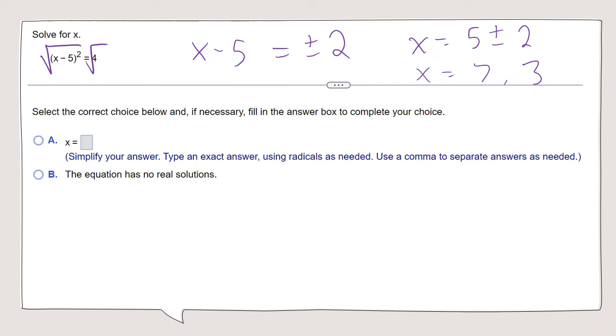Now, if we go back and think about this for a second, if I were to plug in the 7 for x, I would get 7 minus 5 is 2, and I'd square it, and I'd get 4. That would work. If I plug in the 3 for x, well, I get 3 minus 5 is negative 2. And if I square it, the negative cancels out. And so that works too. They both work. And so make sure when you type them in, you put a comma between them. Just be aware when you use the square root method, you need to remember the plus or minus.